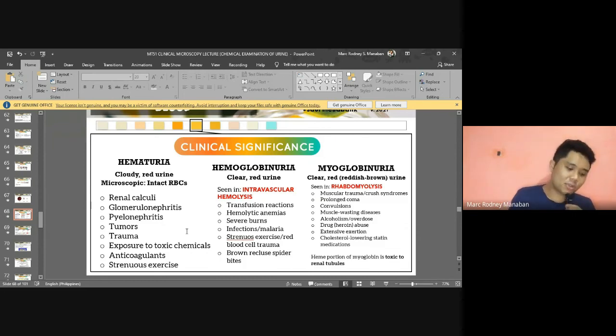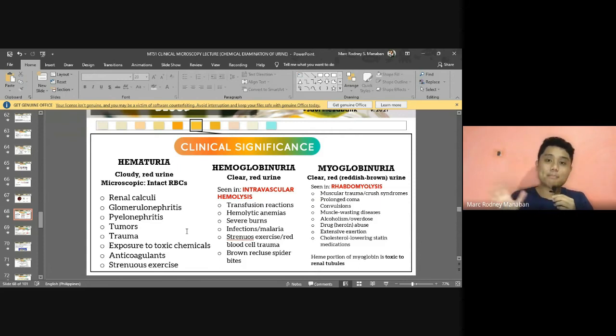Okay, so what are the causes of hematuria? Of course, you have renal calculi, kidney stones. Actually, the initial chemical or microscopic finding of patients with renal calculi is microscopic hematuria. So in a case study, if there is pain during urination, pain in your lower back, pain in the sides of your body, and microscopic hematuria, press the buzzer. The possible disease of the patient is renal calculi, possible kidney stones. Take note of that.